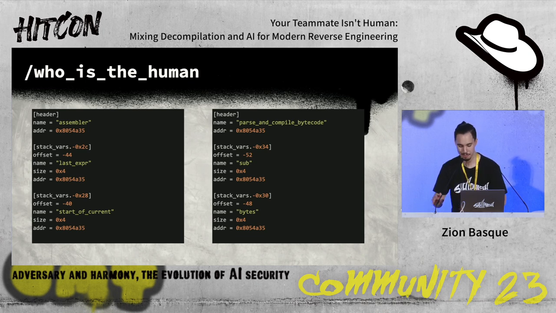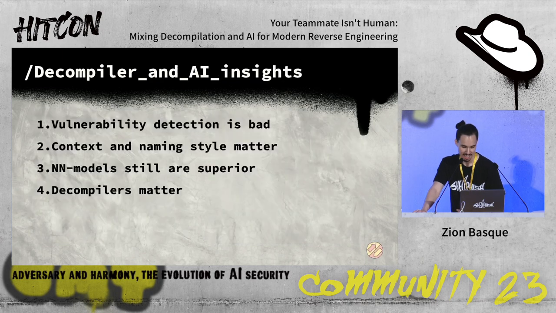And I think as we go forward trying to integrate these tools closer into the decompiler, you're gonna be having a lot more trouble telling if your teammate is really a teammate over Discord or if they're actually ChatGPT hiding behind the curtain. So some last insights for you guys to take home about this. There's a lot of future work that you can do inside of AI and mixing it in with decompilers as well as mixing it into your reverse engineering process.